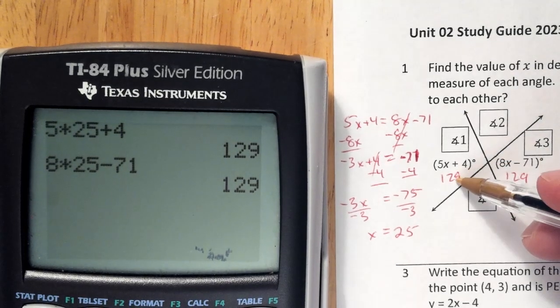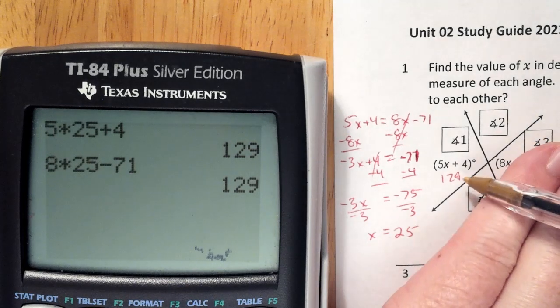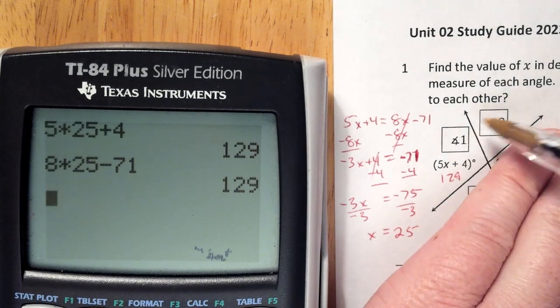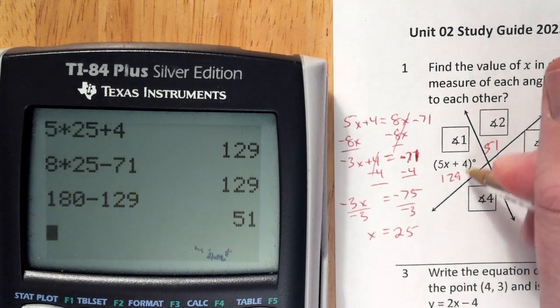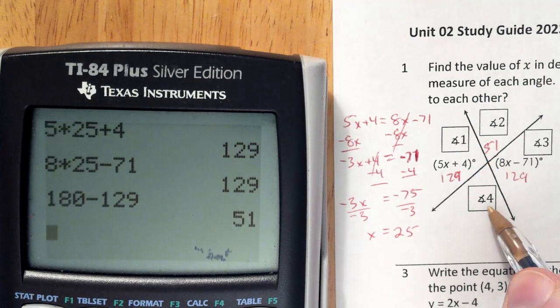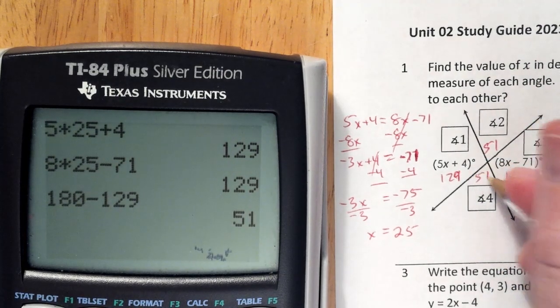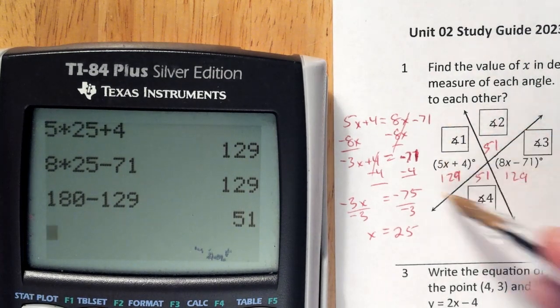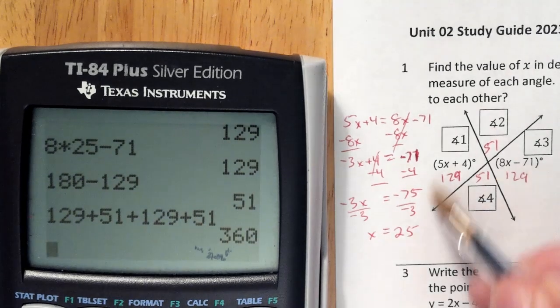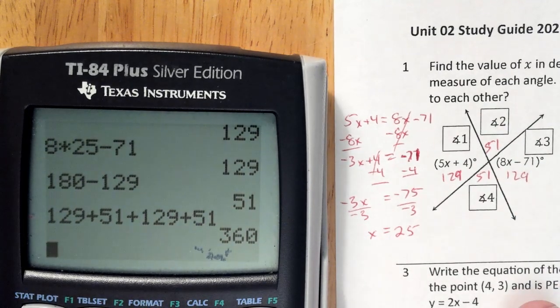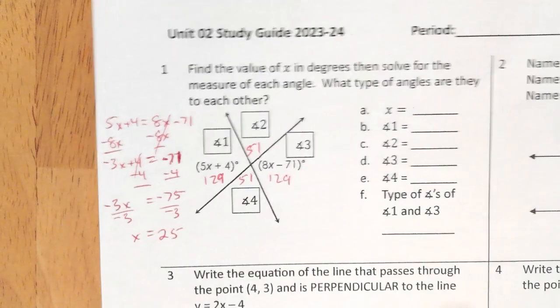Okay, so we found those. In addition to that, this right here makes a straight line. So these two make 180 degrees, right? So 180, subtract that 129, this angle right here would be 51. And then down here, this would also be 51. And if you put all those together, that would make 360 degrees. 129 plus that 51 plus 129 plus that 51, all the way around a circle is 360 degrees. So now we should be able to answer their questions.